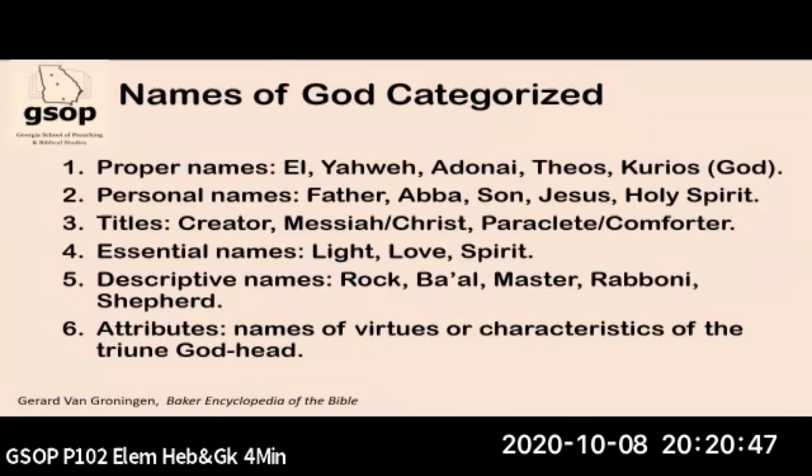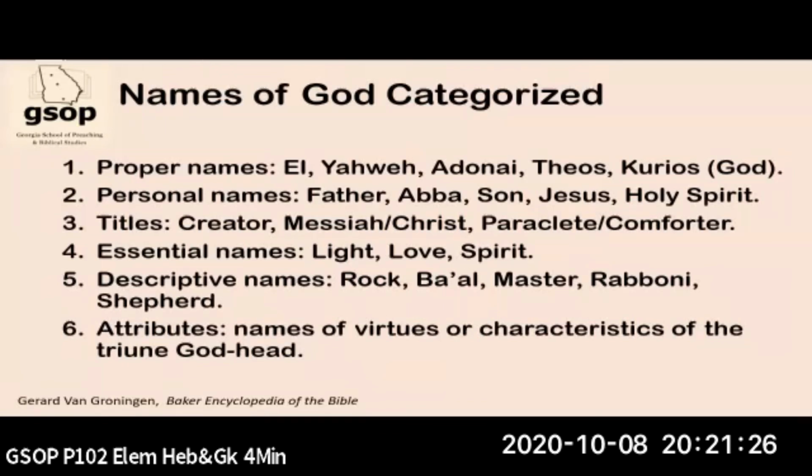You can look at proper names such as El or Yahweh or Adonai, or in the New Testament, Theos in the Greek, or Kurios, all meaning God. You look at personal names: Father, Abba, Son, Jesus, the Holy Spirit. Titles such as Creator, Messiah, or Christ, the Paraclete, or the Comforter, which you find in John chapters 14, 15, 16. And then there are essential names such as light, love, and spirit. God is light. That's an essential name of its character. God is love. God is spirit. Descriptive names such as rock and Baal, and master or Rabboni for Jesus, or shepherd.